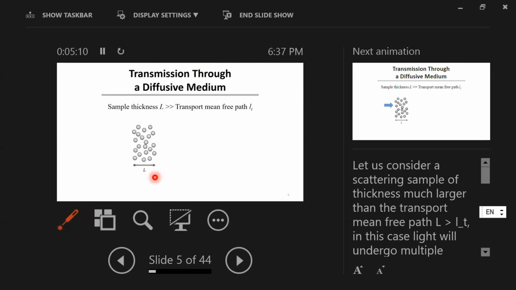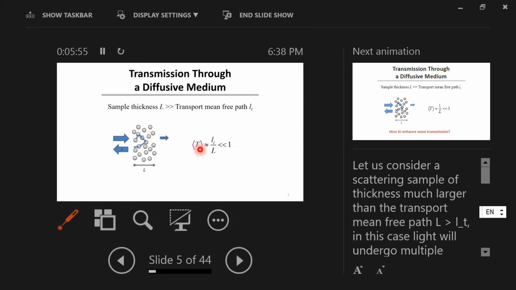To answer this question, we have to first see what determines the transmission of light through a strongly scattering medium. Here I call it a diffusive medium, meaning that the sample thickness is much larger than the transport mean free path. The transport mean free path is defined as the length light will propagate until its direction of propagation is completely randomized by multiple scattering. If the thickness is much larger than the transport mean free path, what does that mean? That means that when the light comes in, after multiple scattering, most of the light will be reflected, and a small amount will be transmitted.